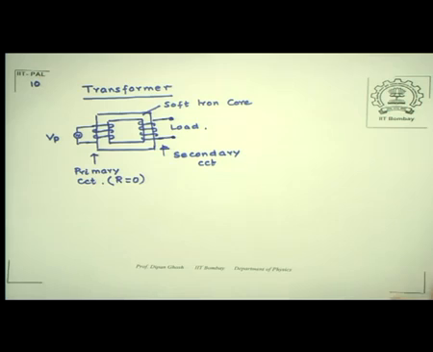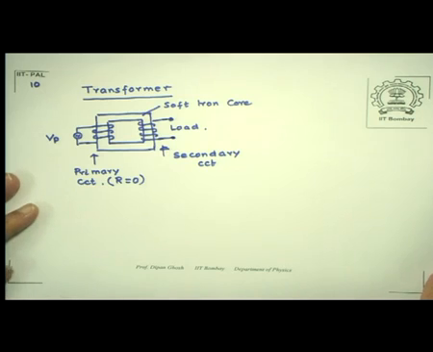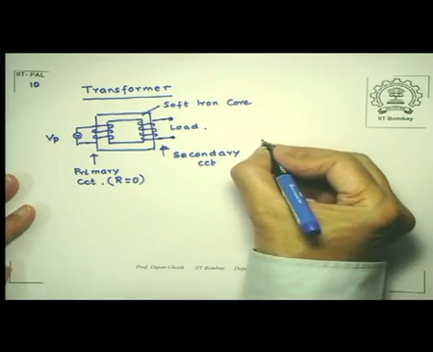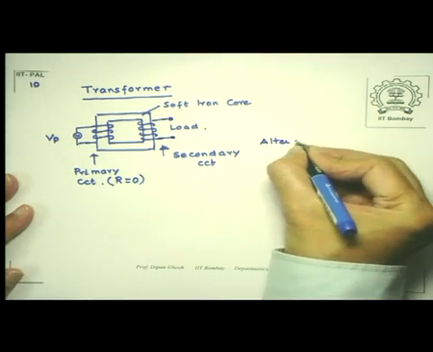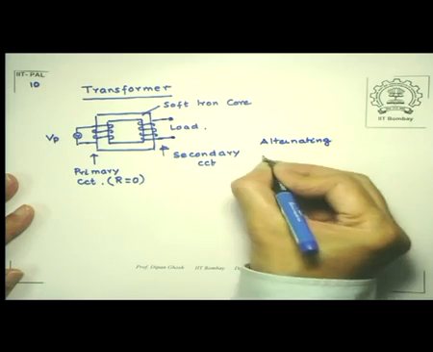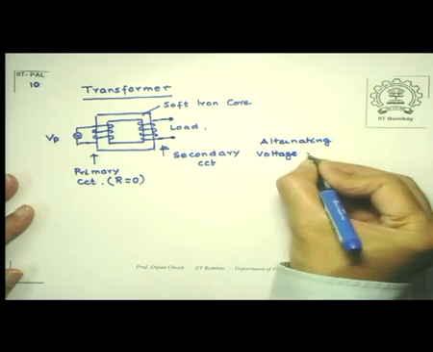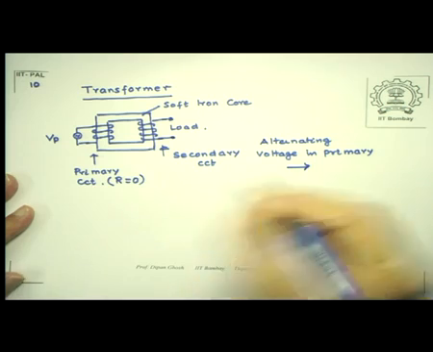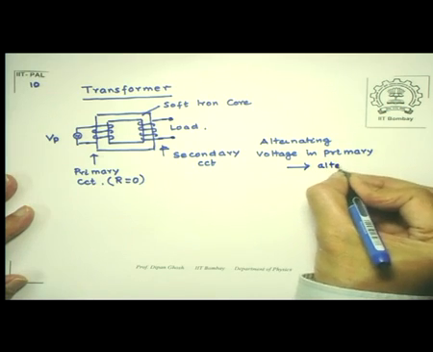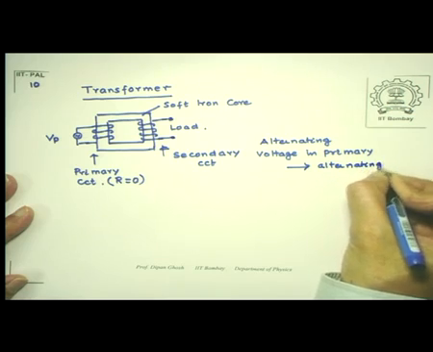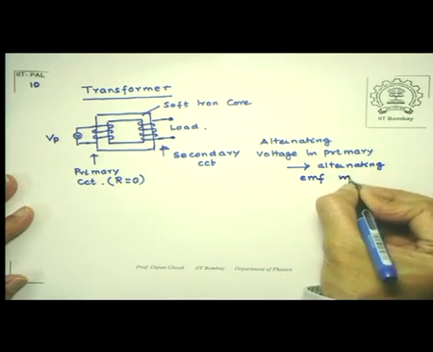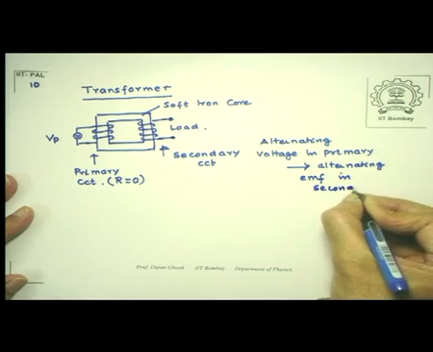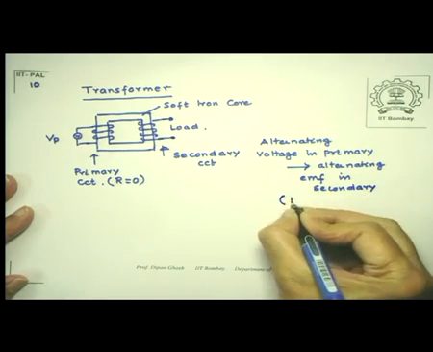When an alternating current passes through the turns of the primary, it will produce an alternating EMF in the secondary because of mutual inductance. So alternating voltage in primary leads to alternating EMF in secondary. This is actually the basic principle of a transformer. It's because of the mutual inductance effect.